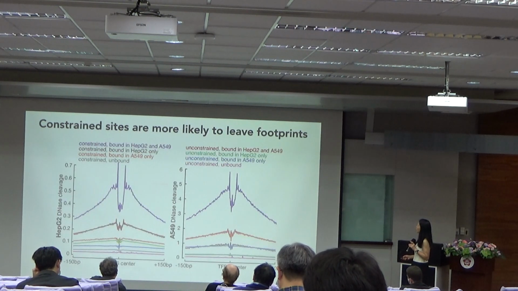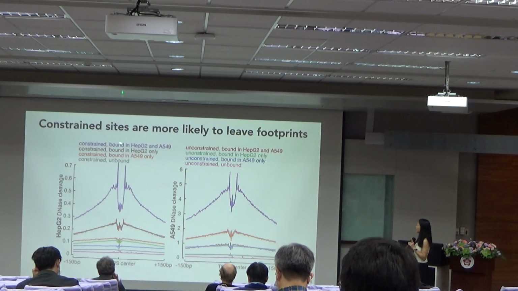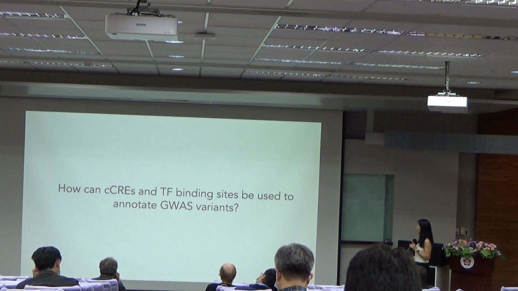And then we can also look at the footprints on DNA. Usually when a transcription factor is found at a location, it protects the DNA from being cleaved by the endonuclease DNase 1. So you see this footprint. And the constrained sites are more likely to leave footprints in the respective cell type. So basically we did a bunch of analyses to show that these sites are truly more likely to be functional.